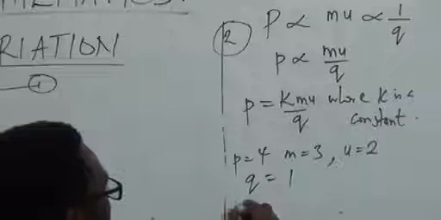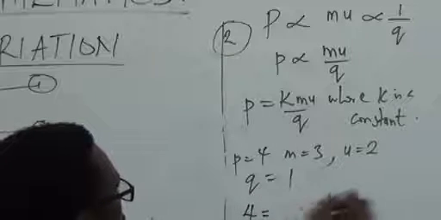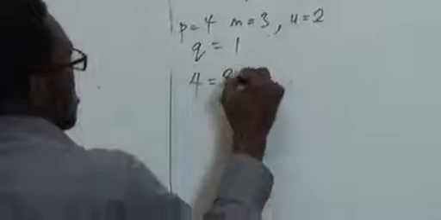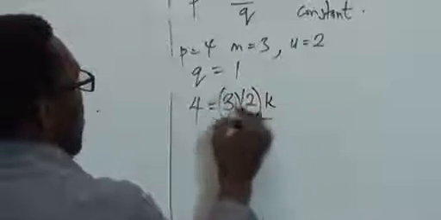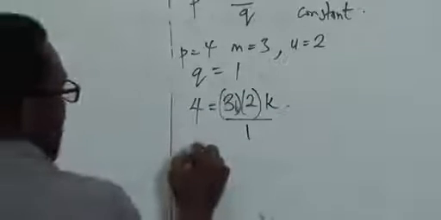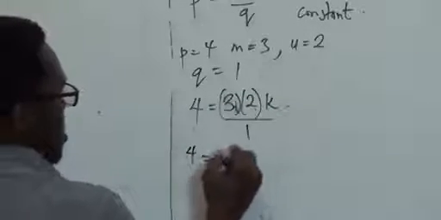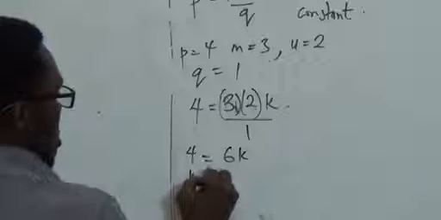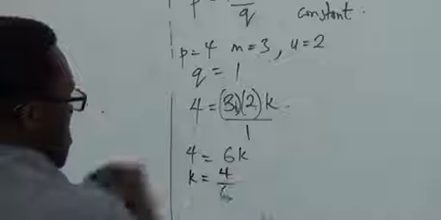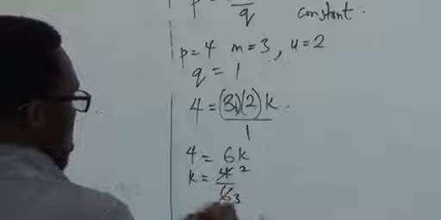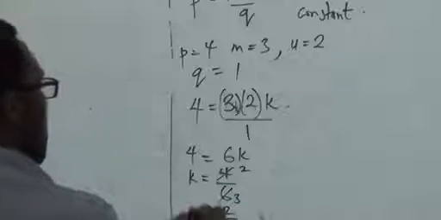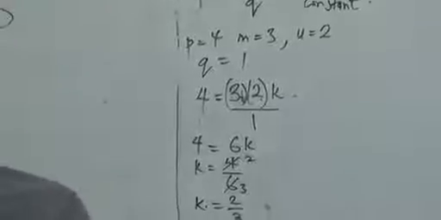So let's put it in the expression. Instead of P we put 4 equals K, or let's put the M first. M is 3, U is 2, then we have K, all over Q is 1. So this will be 4 equals, we multiply this, 3 times 2 is 6K. So K is equal to 4 all over 6. Take it to the lowest term, 2 goes there 2, 2 goes there 3. So K is equal to 2 over 3.